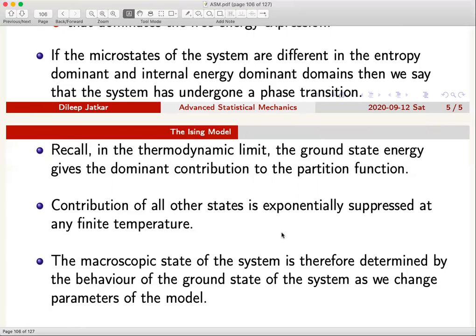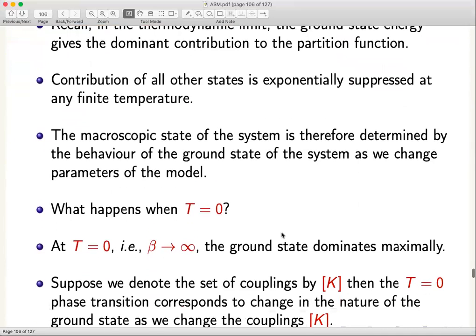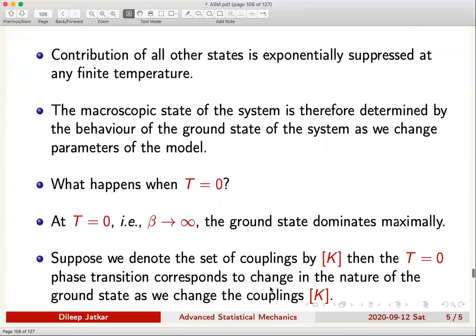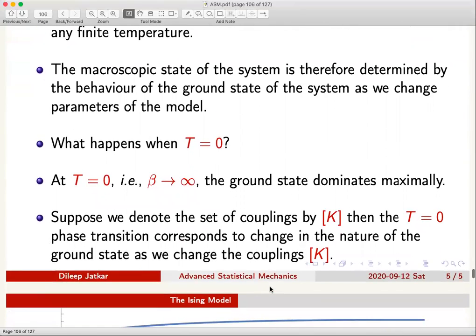So what we want to do is that our model or our Hamiltonian has several parameters. The partition function is a function of those parameters plus temperature. You could slowly tune these parameters and ask, do you see a change in the behavior of the ground state of the system? Okay, good. So at zero temperature, of course, the ground state is going to dominate maximally.